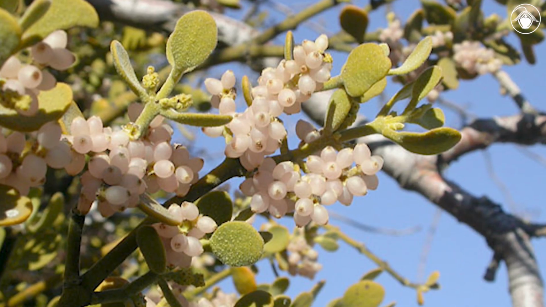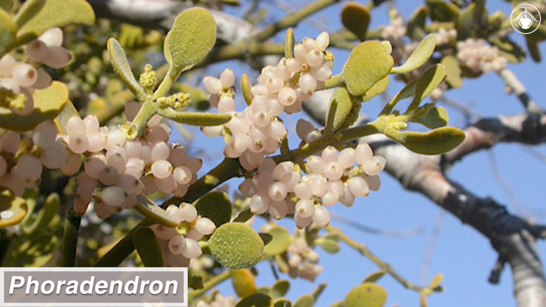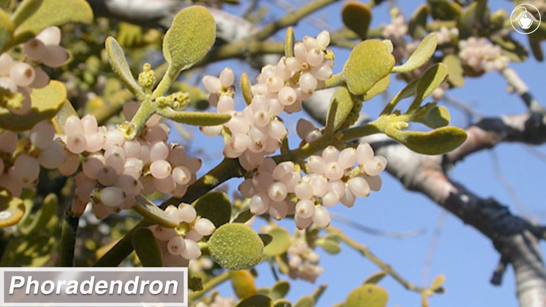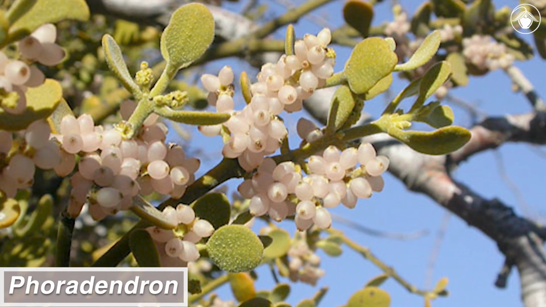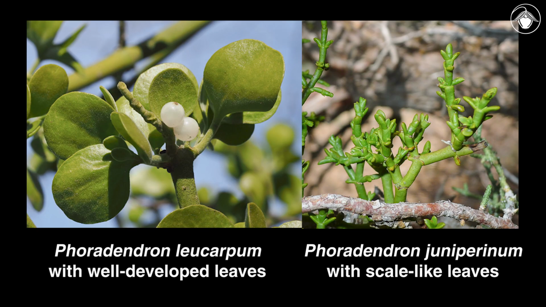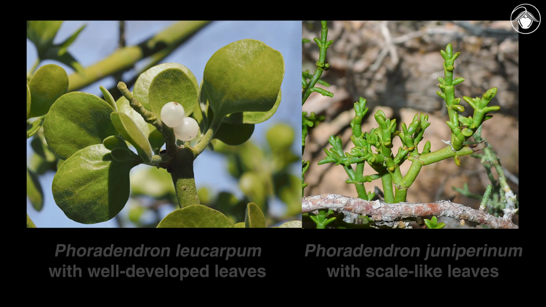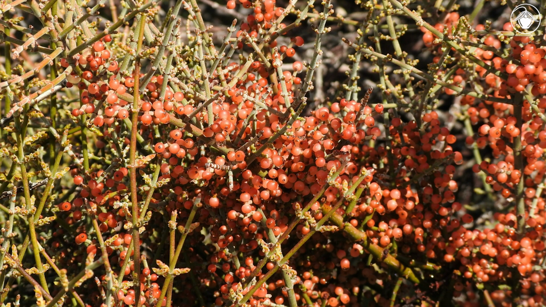There are 3 genera of mistletoes in California. The most diverse genus is Phoradendron. Species of Phoradendron typically have long stems that are green, sometimes yellowish, grayish-green, or reddish. The leaves can be well developed or scale-like. The fruits are spheric and white, pink, or red.